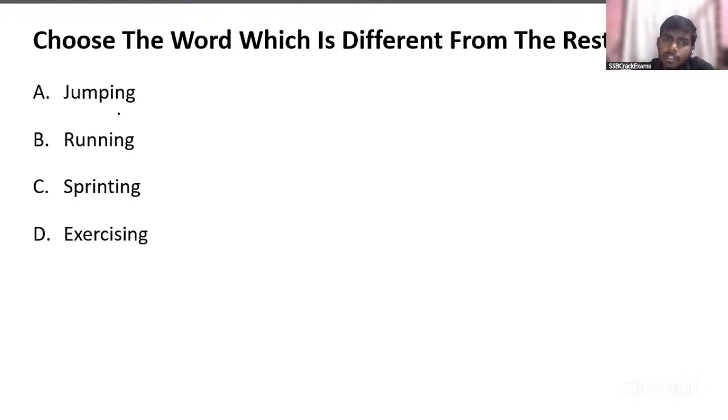Jumping, running, sprinting, exercising. Now, how will I get it in this? See, all are kind of exercise. Sprint is an exercise, running is an exercise, jumping is an exercise. And exercising itself is given below. So that's my answer. That's totally different because it is a superset. And inside, small things are there: jumping, running, sprinting.